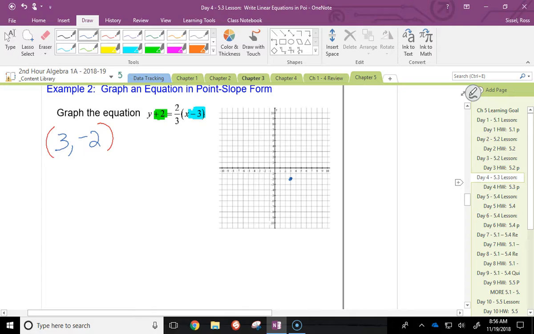I need my slope. Is my slope listed? Yeah, right there. The m is my slope. So I'm going to go up 2 and over 3. 1, 2, 3. Up 2 over 3. I can then graph my line as straight as I can. That wasn't very straight.